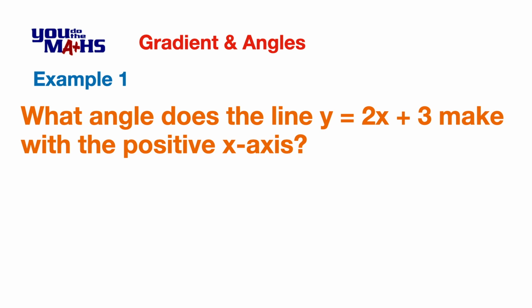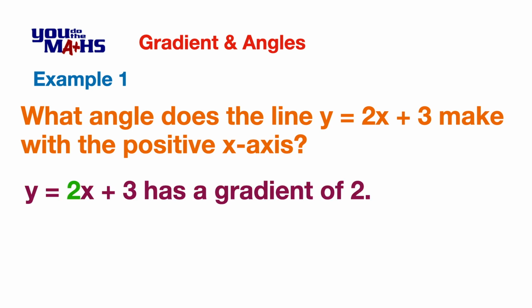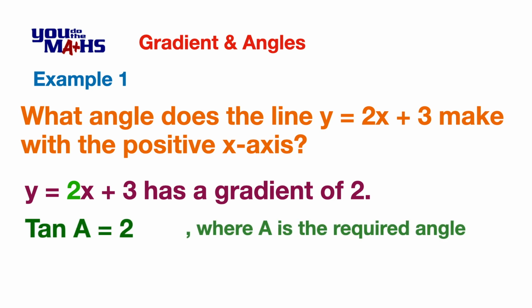The first one is asking the question, what angle does the line y equals 2x plus 3 make with the positive x-axis? Well, we know from the basic form for the equation of a line that the coefficient of x in this case is going to be the gradient. So the gradient of this line is 2. We therefore know if we call the angle A, the tangent of the angle A, which the line makes with the axis, is equal to 2, because it's the same as the gradient.